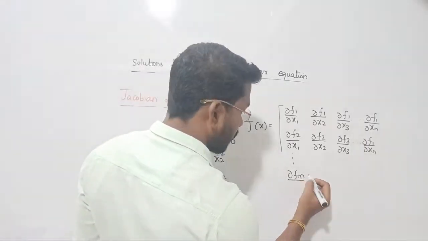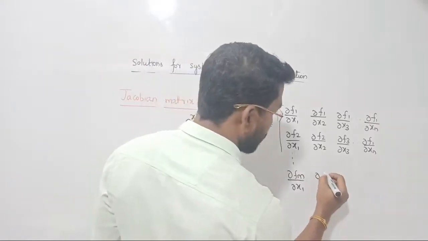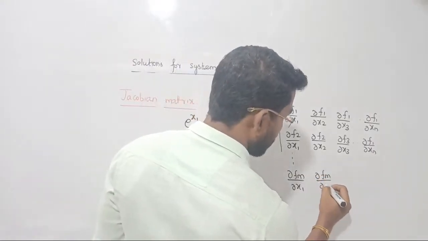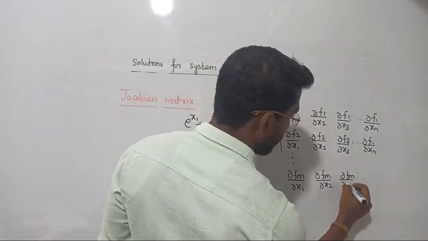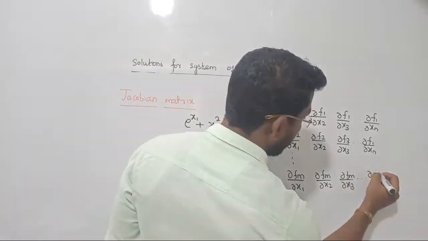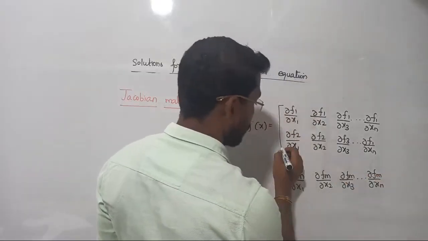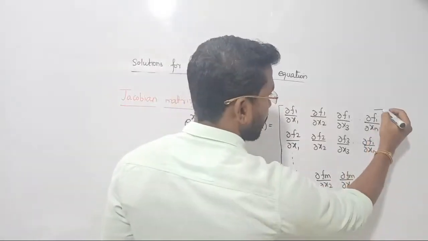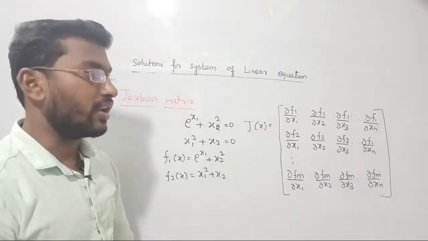And let me consider the final function as dou fm. Differentiate it with respect to x1, dou fm with respect to x2, dou fm with respect to x3. Continue this until dou fm, the final function, is differentiated with respect to xn, the last variable. Clear? So that is the general form of our Jacobian matrix. I hope these things are very clear to you all.